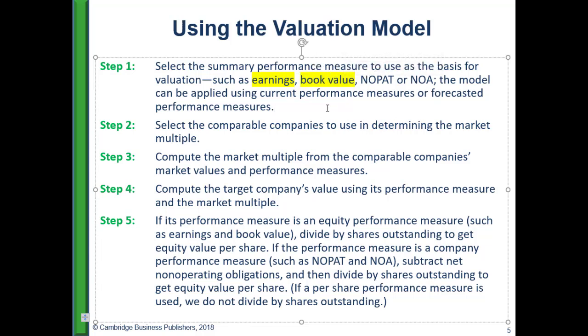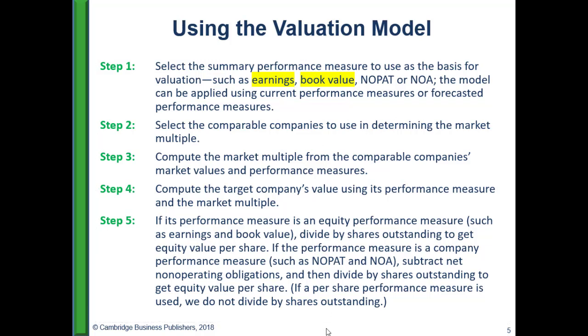And then select some comparable companies. And this is very tricky because for some companies, it's easy to find a comparable, and for other companies, there are no comparables. So if you're looking at a restaurant, you can compare it to other restaurants. But if you're looking at a large company that's in a lot of different businesses, then it's impossible to find a comparable there. And you compute the market multiple for all these different comparable companies' market values and performance measures. You'll see how we do it in a few minutes. And you'll do the same thing for your target company in step 4.